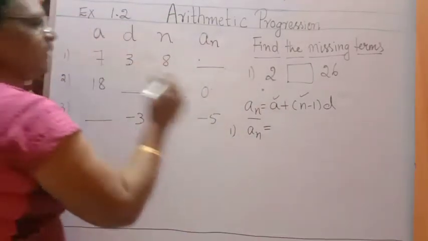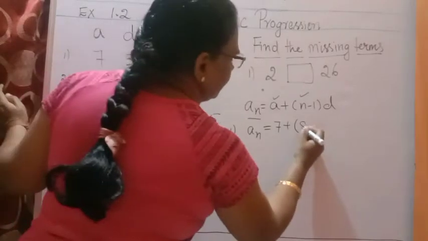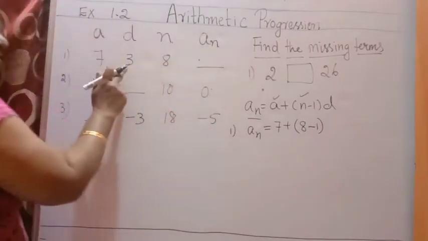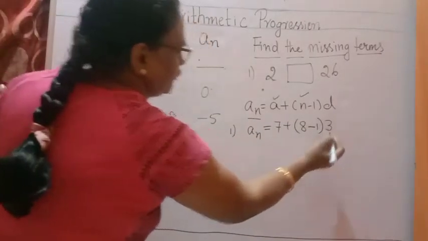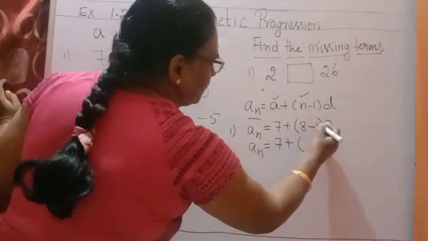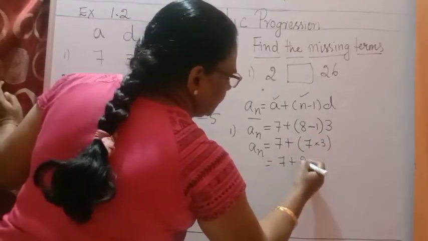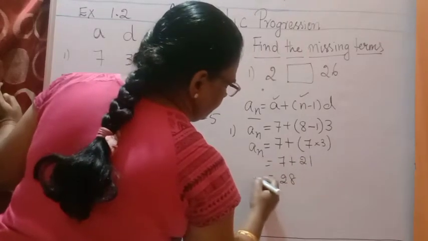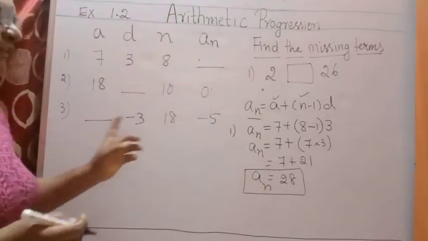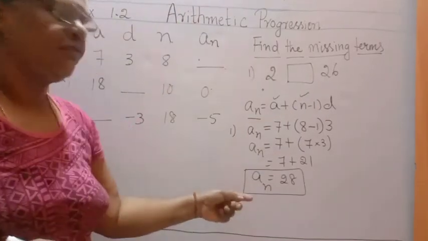What is the value of a? a is 7 here, plus n, the number of terms. There are 8 terms in that sequence, minus 1, into d, which is 3. Substitute the values. an = 7 + (8 - 1) × 3. That is 7 + 7 × 3, 7 threes are 21, so 7 + 21 = 28. There are only 8 terms in that sequence, and that 8th term is nothing but your an.